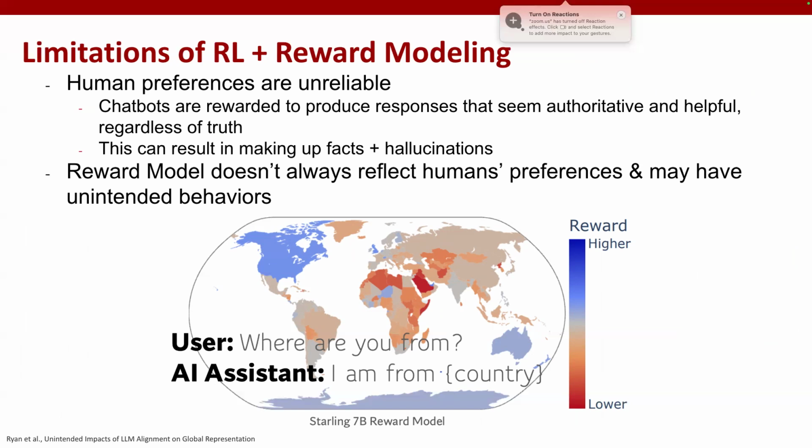For example, in this work, if you ask the model where are you from, the model will give a bunch of different answers, and the reward model will rank the answer higher if the model says they are from a developed region, for example, United States, Canada, or Australia. But the model will get a lower reward or a penalty when it says it's from Africa. So that's not what we want, right? We want the model to be fair and treat people from each region equally. So that's some unintended behavior of the reward model that we want to mitigate.